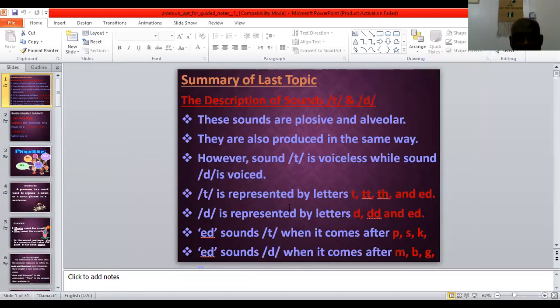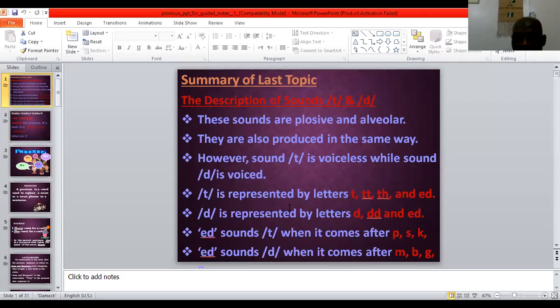Yes, last time we met, we treated two consonant sounds and a description of the sounds. Let's quickly revise the topic before we commence today's topic.